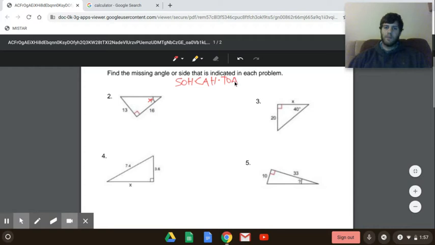Okay, but first thing we should do is label our hypotenuse. So this is our hypotenuse. There's nothing over here though, so we're not using that. Opposite is across, so the 13 is opposite. And next to is adjacent, so the 16 is adjacent. So the ones we have information on are opposite and adjacent. So that's O and A. So that's the TOA part, so we're going to use tangent. And since we're solving for an angle, we're going to use the inverse tangent.